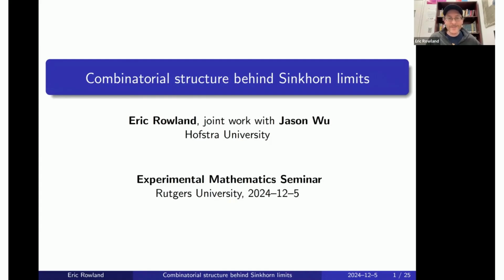So this is joint work with Jason Wu, who was a high school student when we did most of this work and who is now an undergraduate at Cornell. For the first part of the talk, I'll talk to you about Sinkhorn limits. And then in the second part, we'll see some combinatorial structure that we discovered behind Sinkhorn limits.